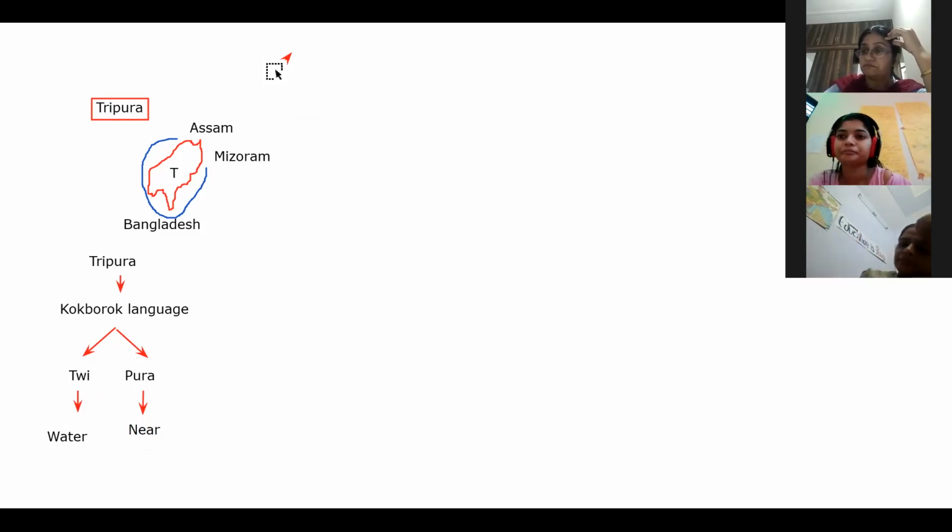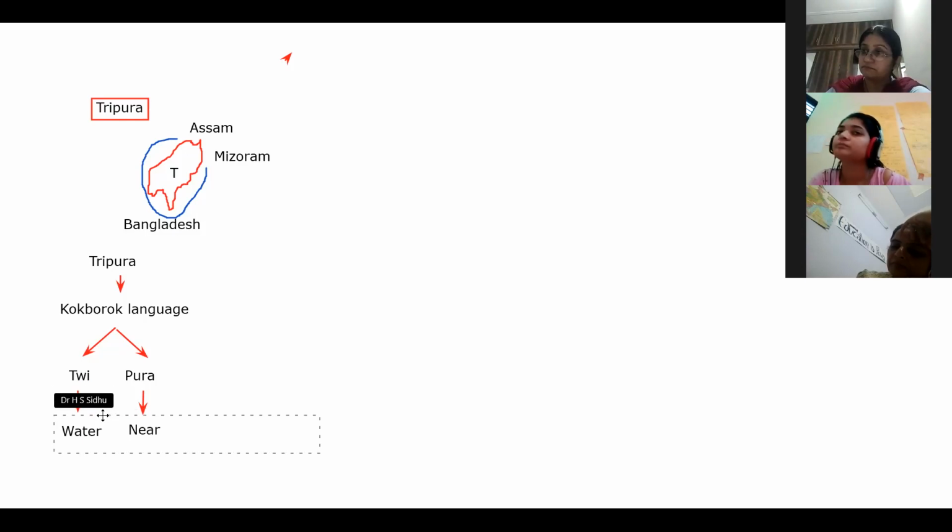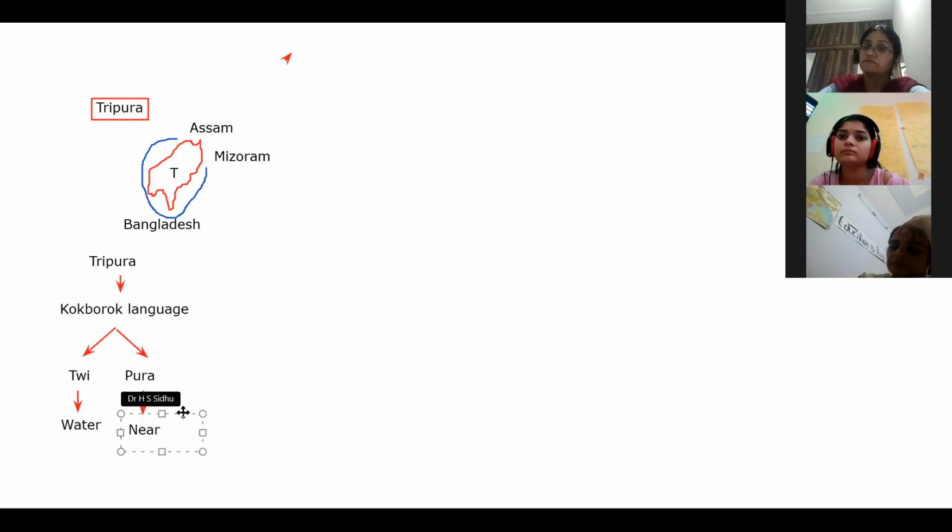Though today it is not like that, at some time in the past the border of this state touched the Bay of Bengal. That is why its name came to be, which is near to water. So that is why it got this name.